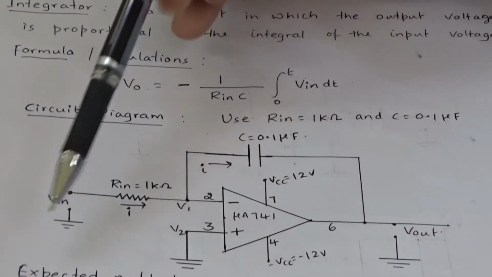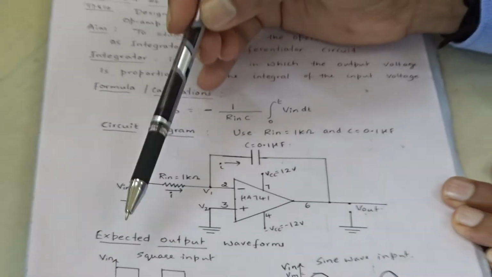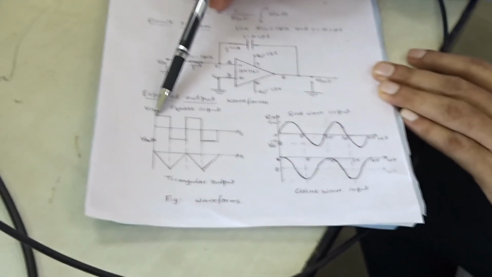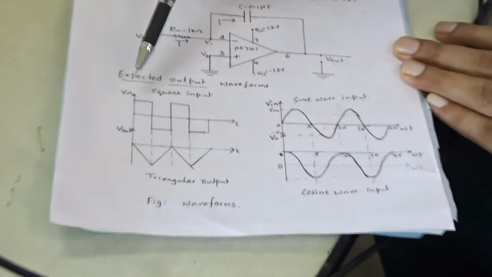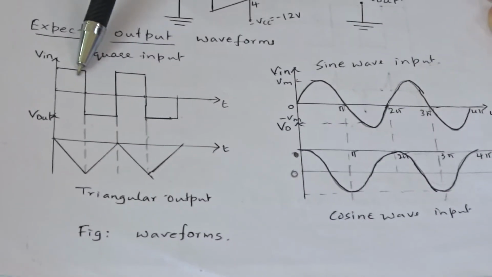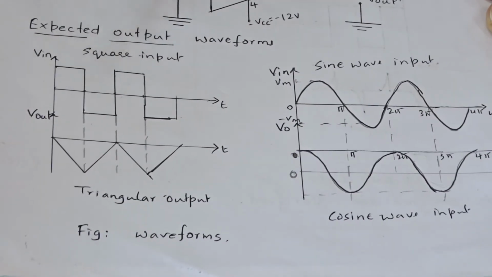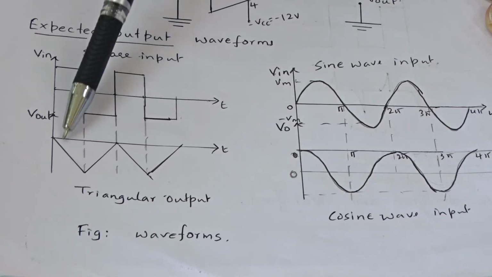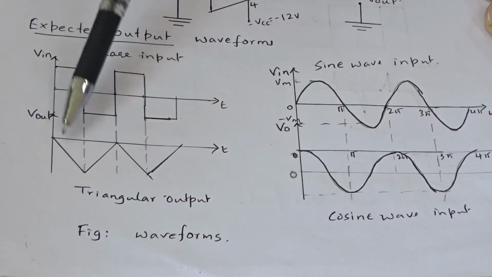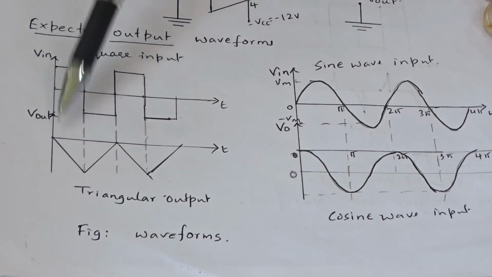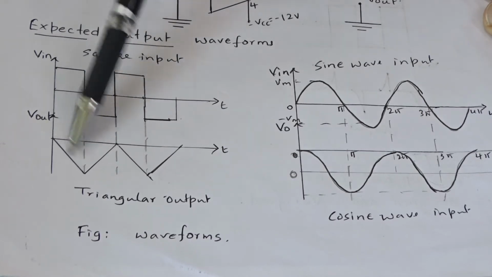Now we will consider the different types of input voltage. Initially I consider the square wave as an input voltage. The square wave input voltage has a positive level and a negative level, and this is applied to the circuit diagram. So we will get a triangular pulse. Because the input is positive, the output is negative, so you will get a negative ramp.